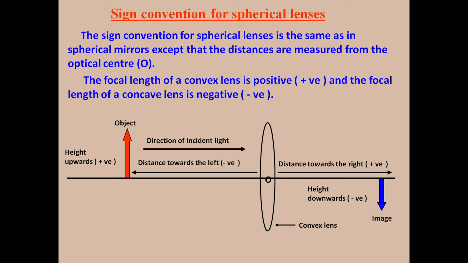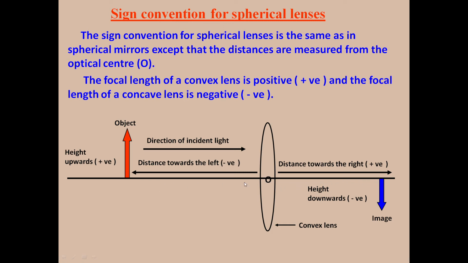Now let us talk about sign convention for spherical lenses. The sign convention for spherical lenses is the same as in case of spherical mirrors, except that the distances in this case are measured from the optical center O. Now what does it mean? Here we have the lens, this is optical center O. All the distances towards the left side are negative, and the distances towards the right side are positive.